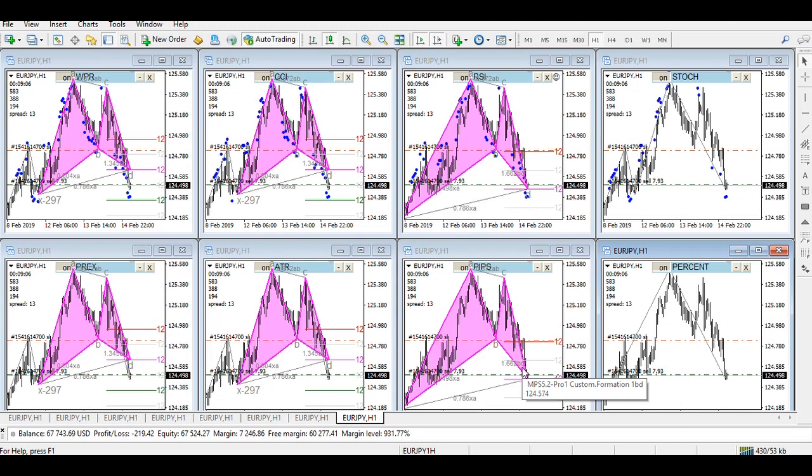So here's the pattern that I'm in right now. I didn't enter this one on the Euro-Yen WPR algorithm, and Prax, and the Euro-Yen ATR commodity channel index, but I entered it based on this RSI algorithm and Pipsich algorithm. So you can see I could have entered it earlier and I would have a better price. Selling high is much better than selling lower, but this is not bad here as well.